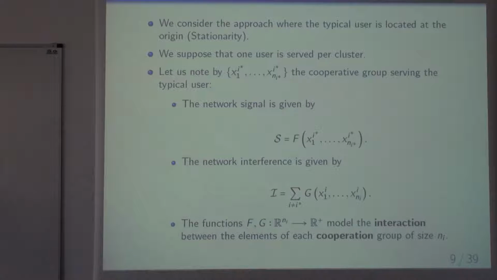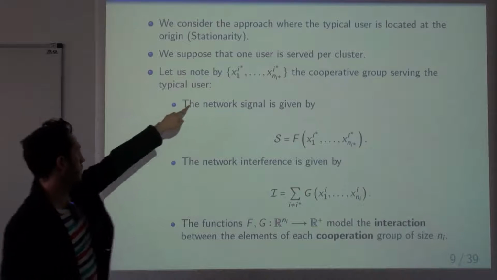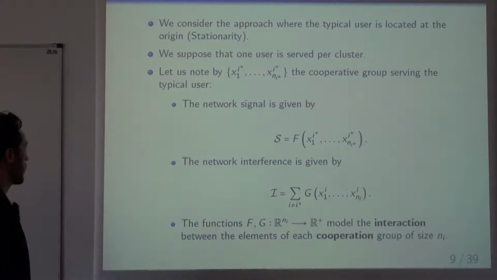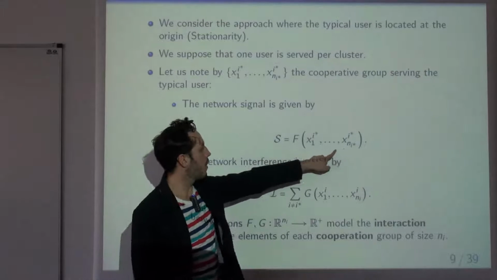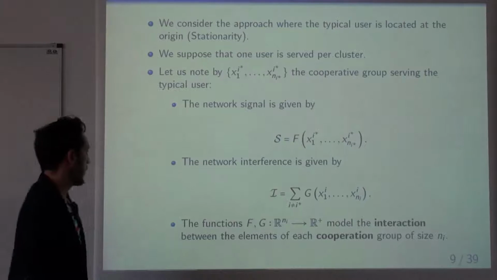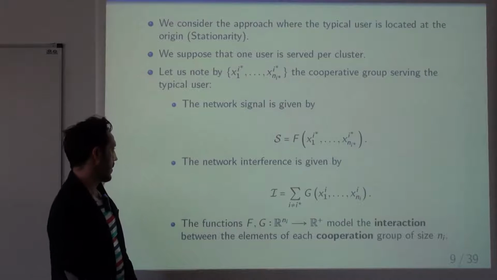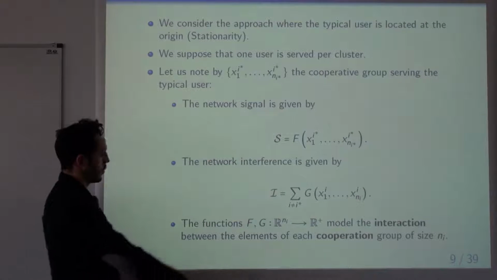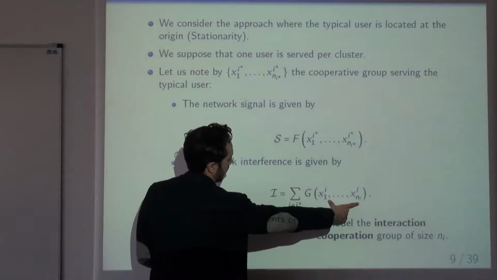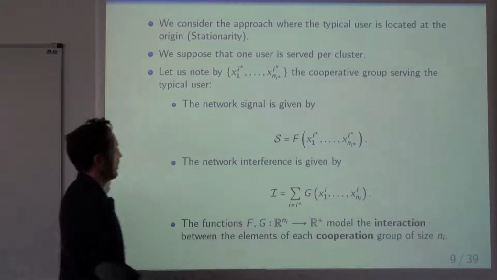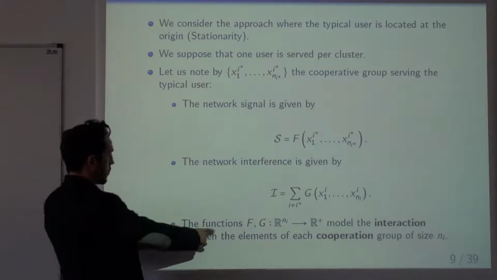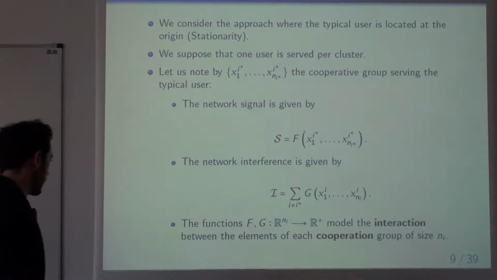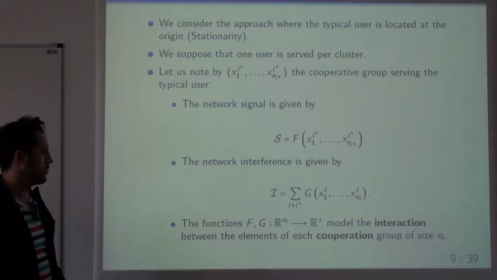We consider the approach where the typical user is located at the origin, that is, stationarity of the base stations. We suppose that 1 user is served per cluster. And if we note the cooperative cluster serving the typical user like this, the signal received by the typical user is this function of the cooperative cluster serving the typical user. And the interference received by the typical user is the sum of all the interference generated by the cooperative clusters, but the cooperative cluster serving the typical user, where the functions f and g model the interaction between the elements of each cooperation group.